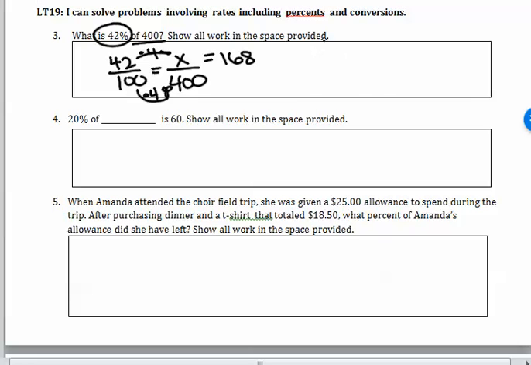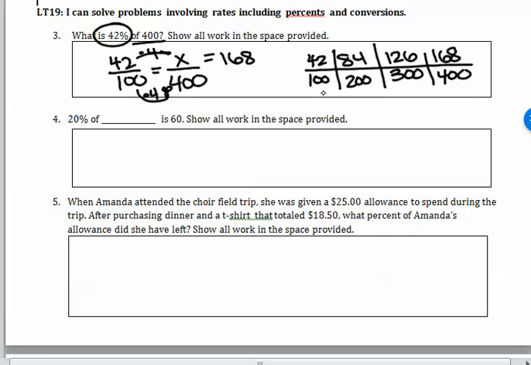I can also make a ratio table. Okay, so when I look at this, 42 at the top is increasing each and every time by 42. 100 at the bottom, increasing by 100 every time. So there's 168 out of 400. So that's why my answer is 168.